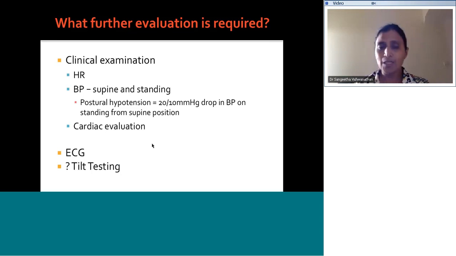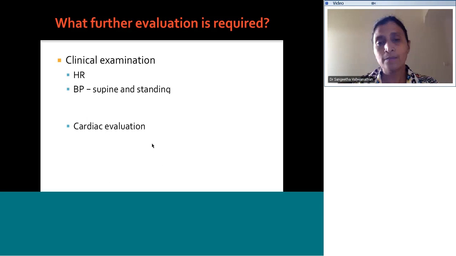Okay, occasionally when it's not very clear whether there's no postural hypotension, you're not entirely sure, and perhaps this is not the first episode, it's troubling this patient, then tilt testing can be performed. Tilt testing will basically monitor the patient's heart rate and blood pressure. They'll be laid flat and then they'll be tilted up, and then the heart rate and BP response will be determined, so that the exact autonomic response can be figured out.